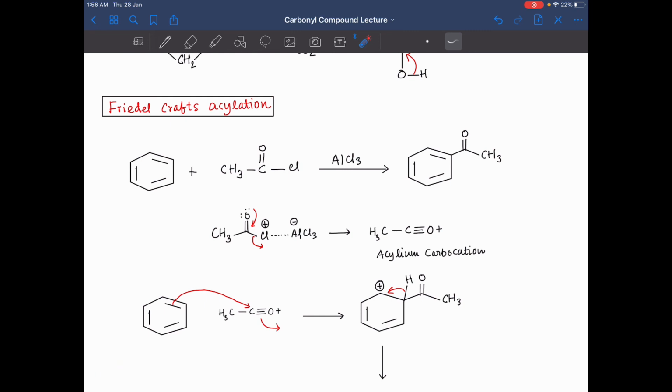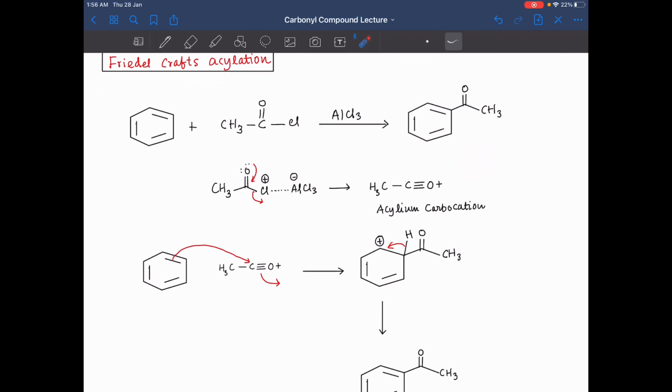In the Friedel-Crafts acylation reaction, what are the reagents we use? We basically use acid chloride and AlCl3. Suppose we are reacting this with benzene. In the presence of acid chloride and the Lewis acid AlCl3, benzene will produce acetophenone. This is one of the aromatic carbonyl compounds.